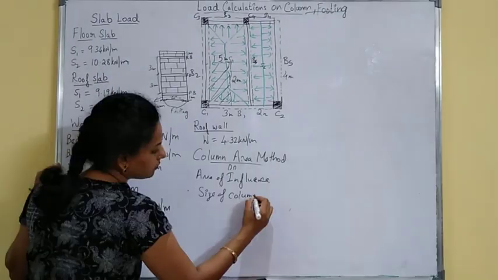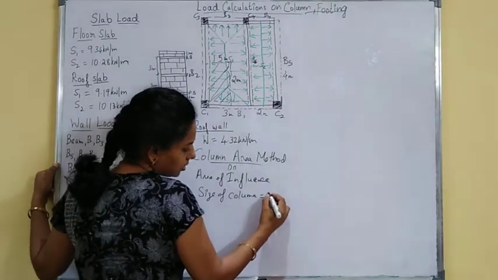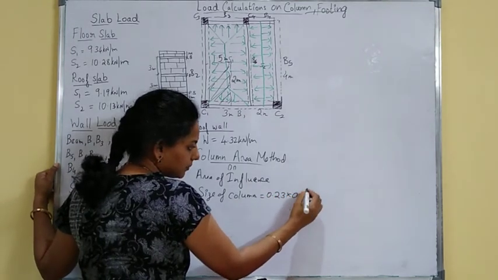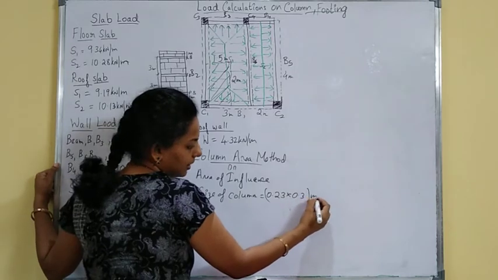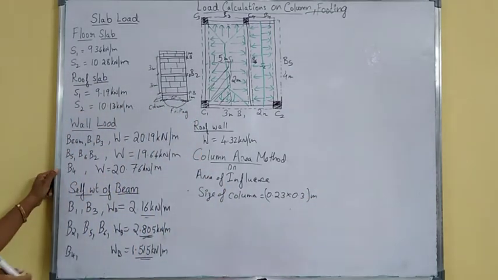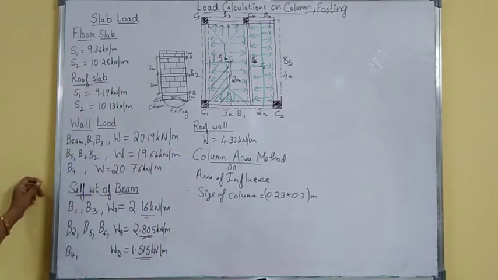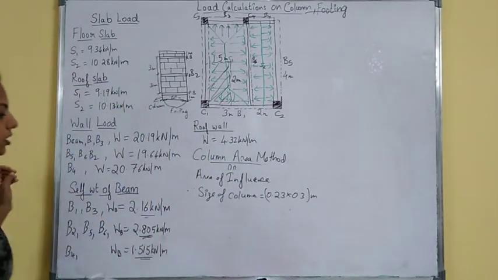For this building, 0.23 by 0.3, that is 230 by 300 mm, will be considered. This is a residential building. Next we will see how to calculate the load on the column.